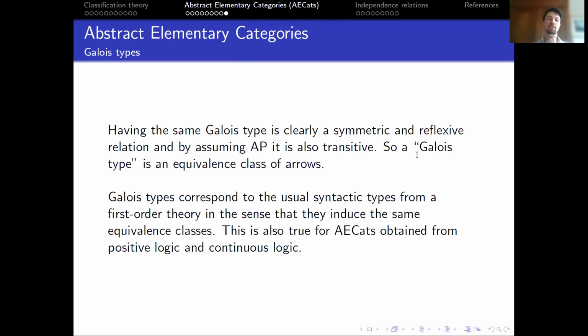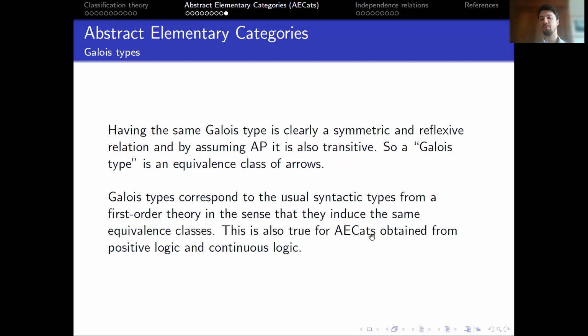And when we think back to the kind of syntactic types that I showed you before, like in first order theory, then Galois types really correspond to this syntactic notion of types, in the sense that they induce the same equivalence class. They're not literally the same because one is a set of formulas and the other is a collection of arrows. But in the end, it's really this equivalence relation that's important, and that thing is the same.